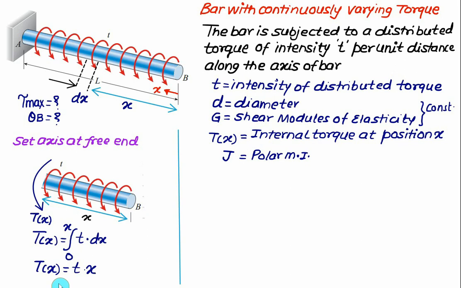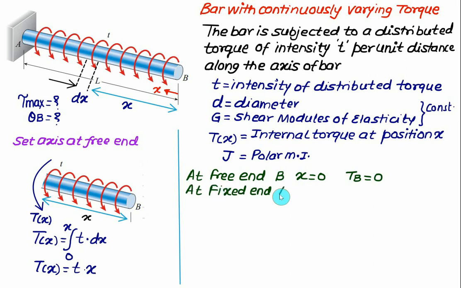It means that the torque is uniformly varying from B to A. At B the torque will be equal to 0, and at A the torque will be maximum. So at the free end, that is at point B, we have x equal to 0, so the torque acting at point B will be equal to 0. Whereas at the fixed end A, we have x equal to L. In that case the torque acting at point A will be equal to T multiplied by L.